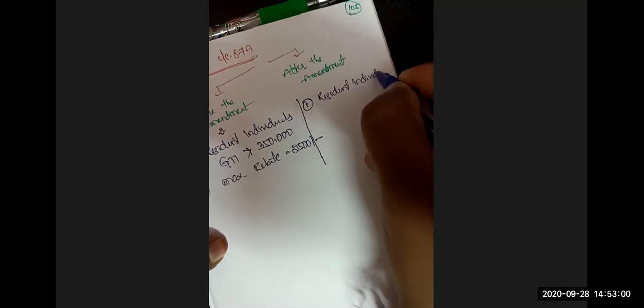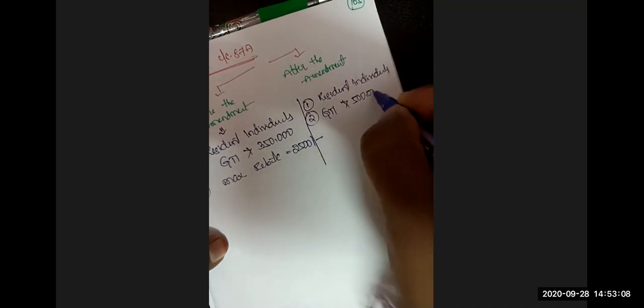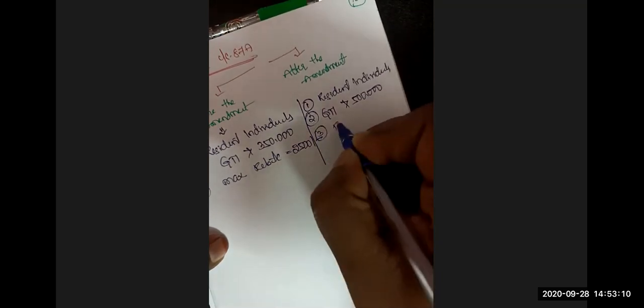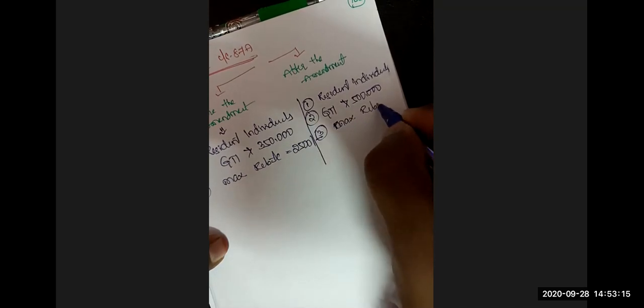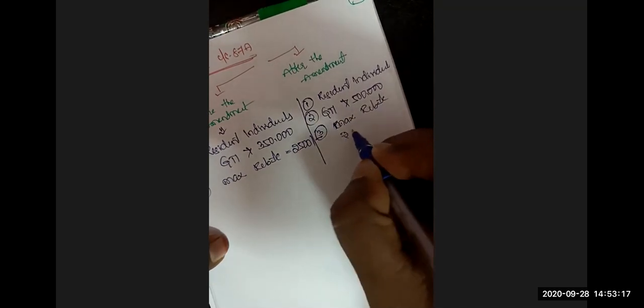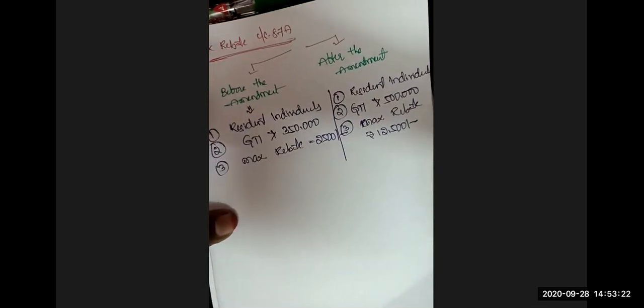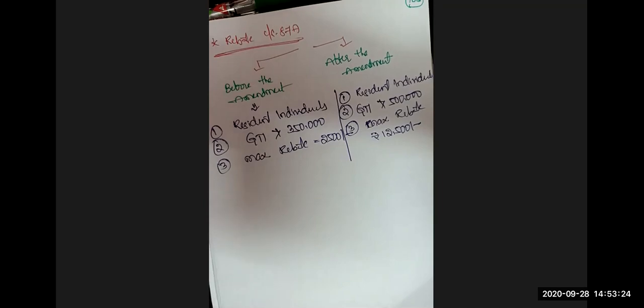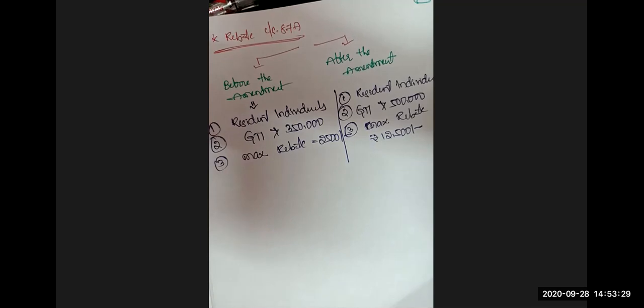Now, after the amendment, resident individuals, second one, total income not exceeding 5 lakhs, and third one, the maximum rebate one can claim here is rupees 12,500. So now the rebate amount increased from 2,500 to 12,500 rupees.